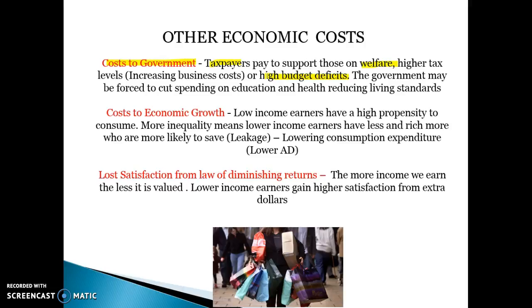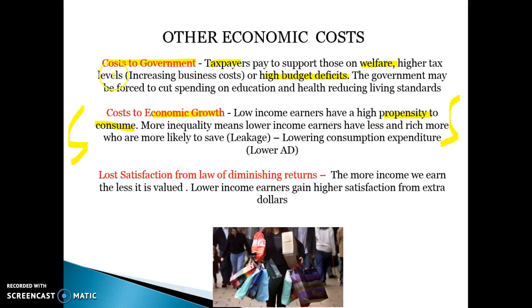Another economic cost is because low-income earners have the highest propensity to consume, if the money's going more towards rich people and less towards low-income earners, it can lead to reduced aggregate demand because the rich people are more likely to save, which is a leakage. The low-income earners are more likely to spend, and therefore the level of consumption in society can actually be reduced because of the gap between high and low-income earners. So the second problem is that it reduces economic growth because low-income earners have the highest propensity to spend.